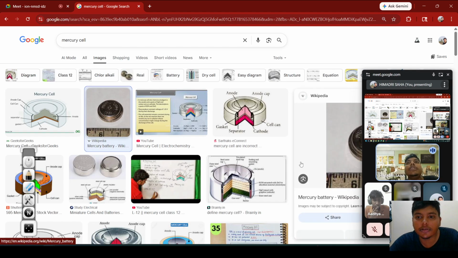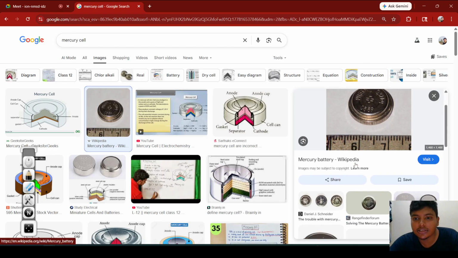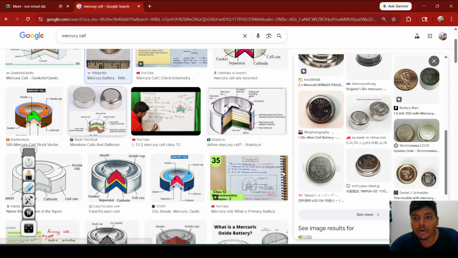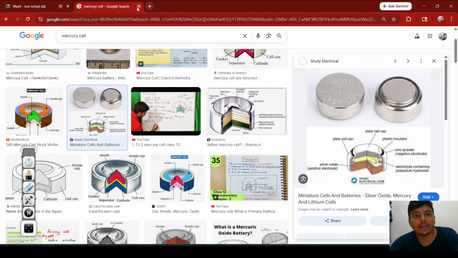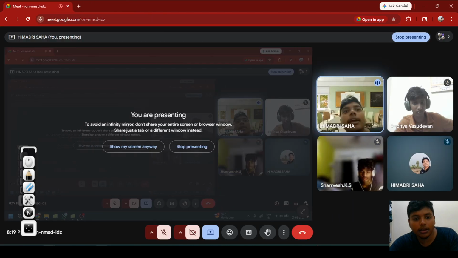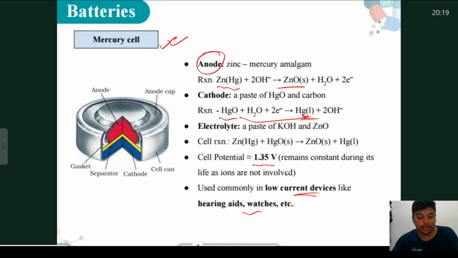Haven't you seen this kind of cell in watches? So when you use it, after that don't throw it here and there. You have to bury it, because it releases mercury. It is completely made up of mercury.